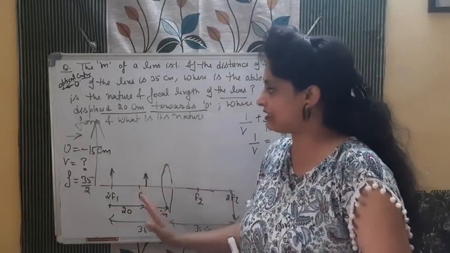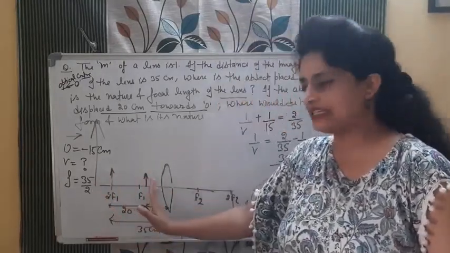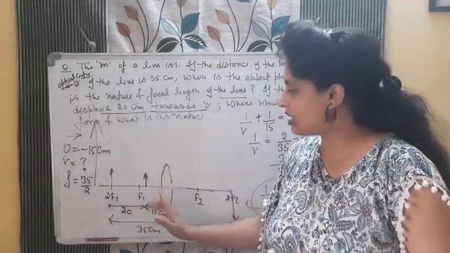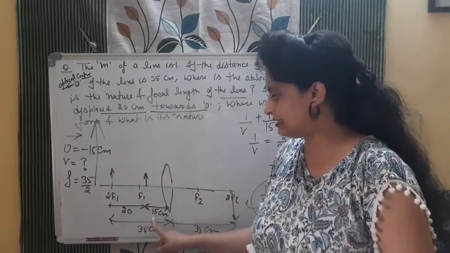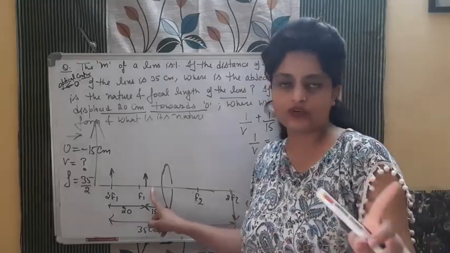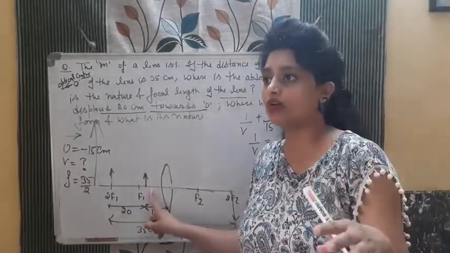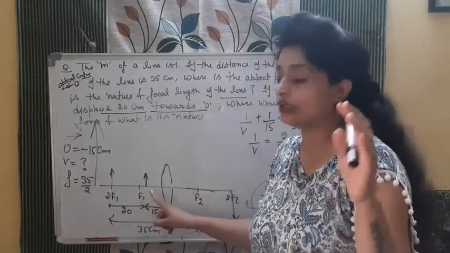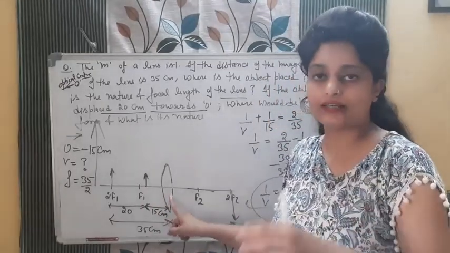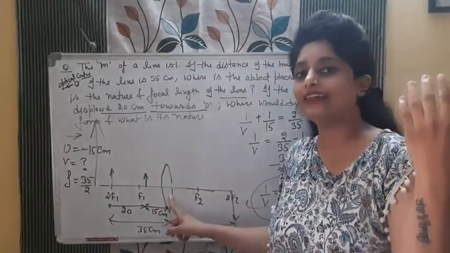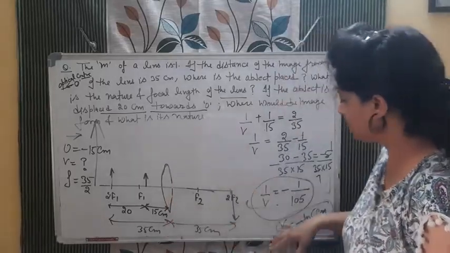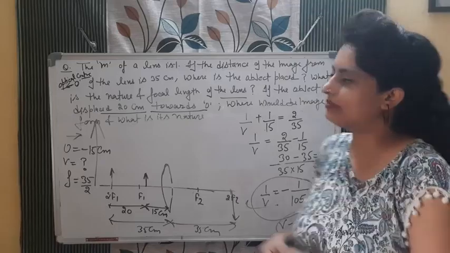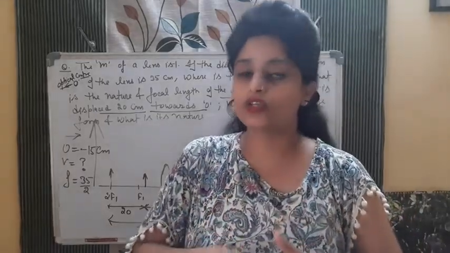After that, the question says the object is displaced 20 centimeter towards the optical center. So now the object is somewhere between the focus and the optical center, and the distance is 15. We know the case of the convex lens: when the object is between the focus and the optical center, the image is always virtual and erect. This is the last case of the convex lens. Now we calculated the value and got v as -105 centimeter. So I hope you got this question also.